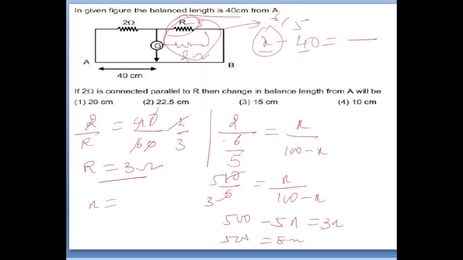So you can write 500 equals 8x. So x equals 500 by 8. Dividing, 8 sixes are 48, remaining 2; 8 twos are 16, remaining 4; so it is 62.5. So your answer is 62.5 minus 40, which is nothing but 22.5. So option 2 is the answer. Whoever gave this option, that will be correct.